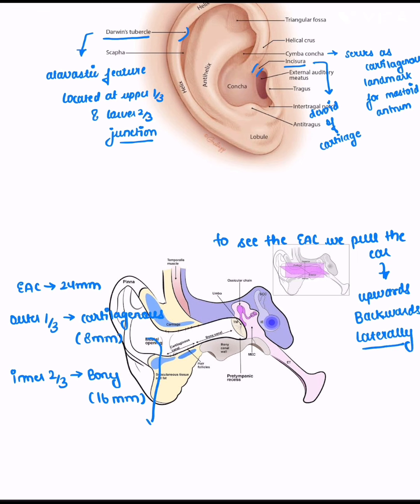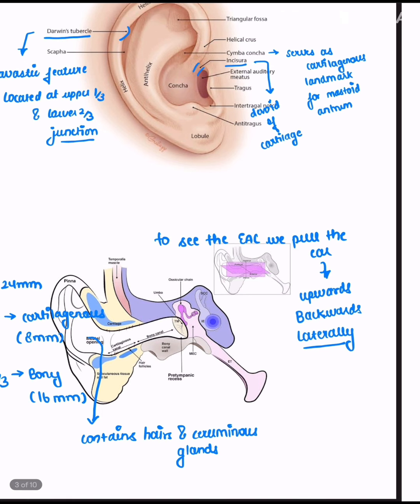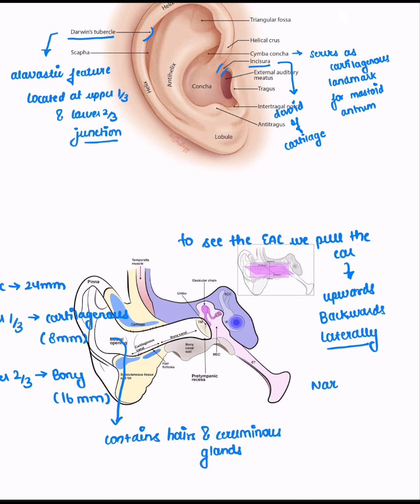The cartilaginous portion contains hairs and ceruminous gland. The narrowest portion of external auditory canal is known as isthmus, which lies 6 millimeters lateral to tympanic membrane.